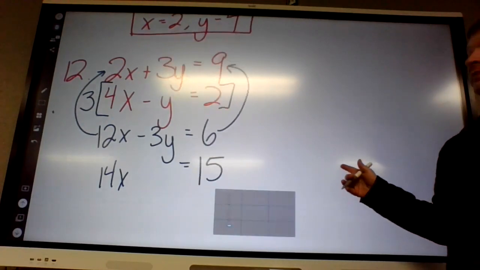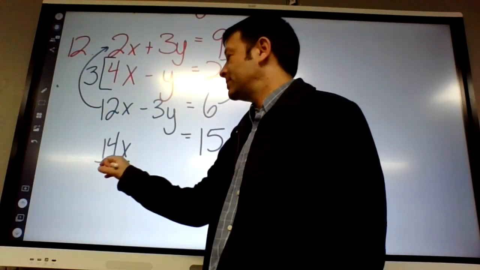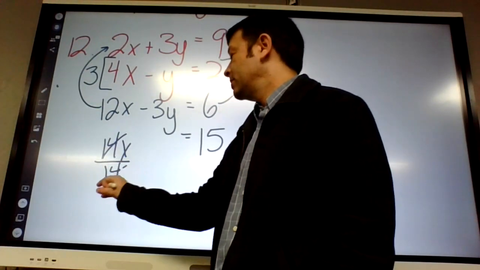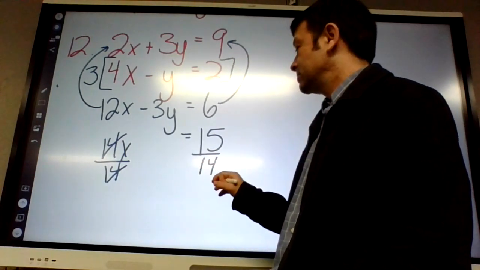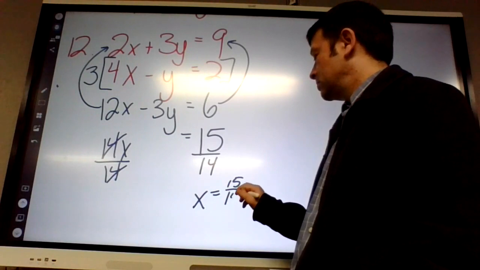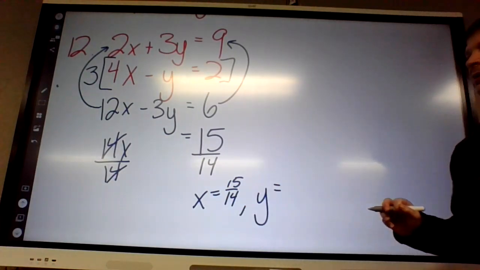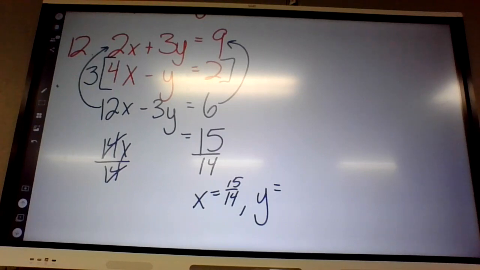What are we supposed to divide by? 14. We want to get this x by itself, so it's divide by 14. So it's 15 divided by 14. It's gonna be like 1 point something. No, we're not. No decimal. Okay. Are you gonna plug that in?